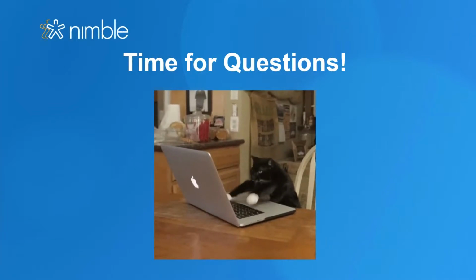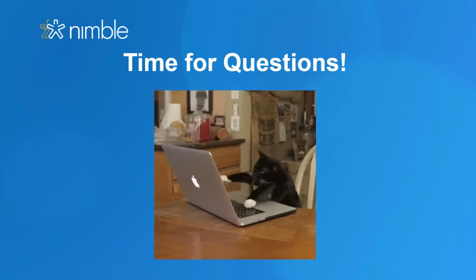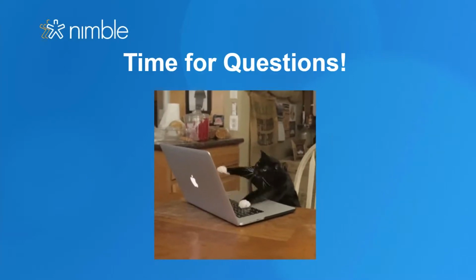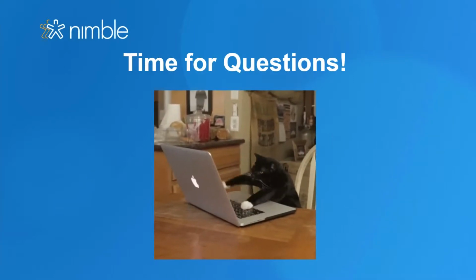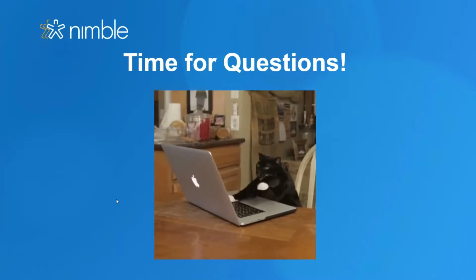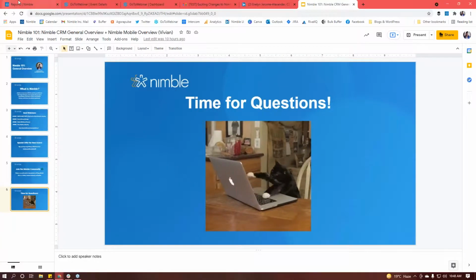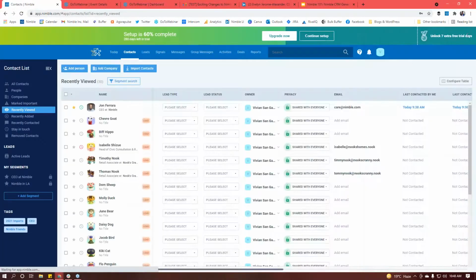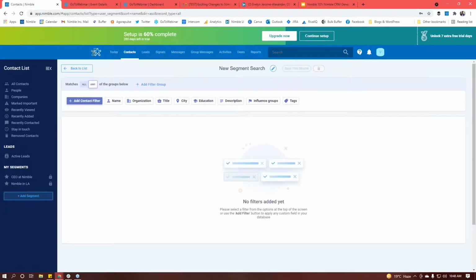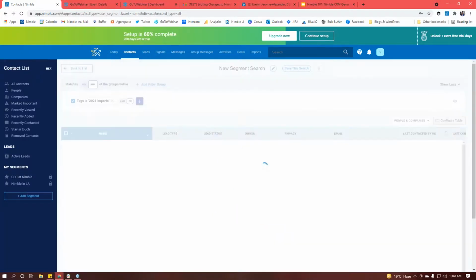All right, so I have a question from Garland, and that is, what is the benefit of using segments versus just using a tag to differentiate people? So let me go into Nimble to show you. Let me close out Prospector. All right, so for segments, you can use segments to track multiple things. So for example, if you have a tag for someone, let's do 2021 imports.